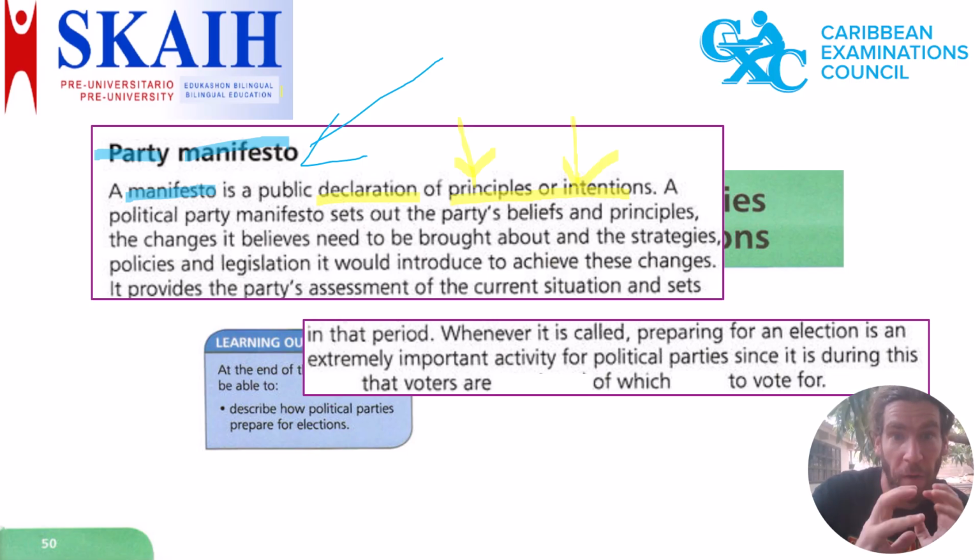So they declare in public, this is what we want to achieve. This is what we want to achieve in the next 4 years. And these are our beliefs and principles, like we saw here already, the changes that need to be brought about, and the strategies, policies, and legislation.